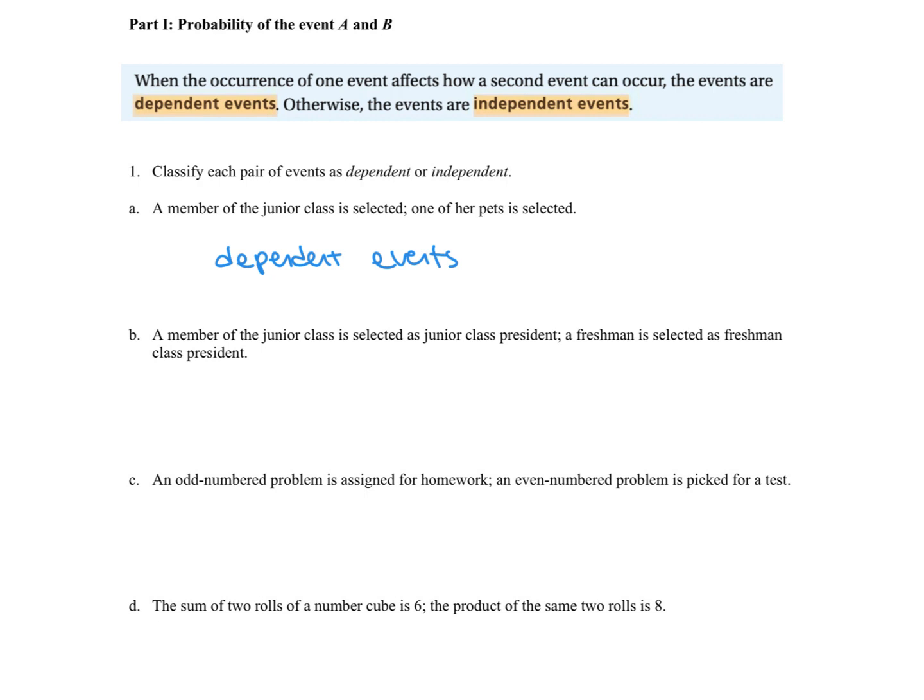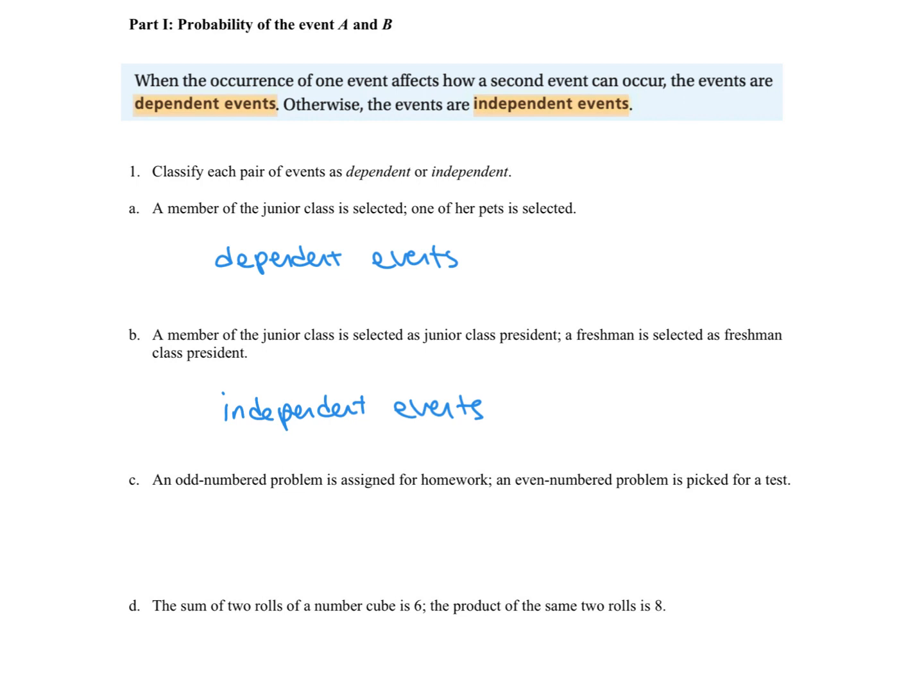Part B. A member of the junior class is selected as junior class president. A freshman is selected as freshman class president. These are independent events because they're separate groups. So it doesn't matter which junior is chosen when you choose the freshman.